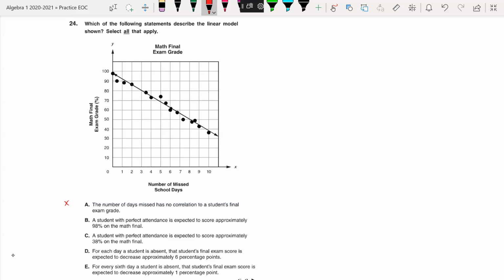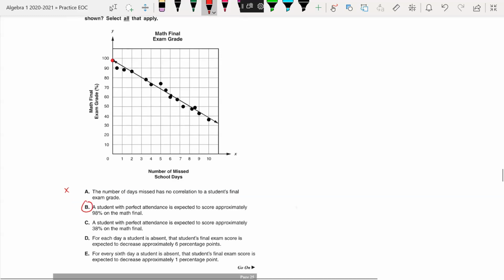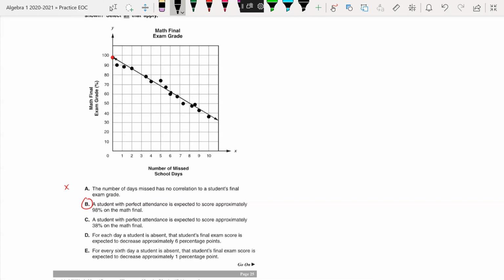B says a student with perfect attendance is expected to score approximately 98% on the math final. So if I miss 0 days, my dot's up here at around 98%. That makes sense. This is approximately 98%, which is good. C kind of contradicts B. If you have perfect attendance, you're going to get a 38%, so C is not true.